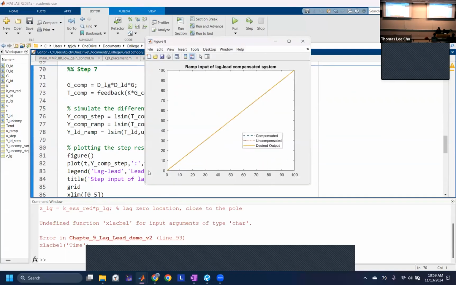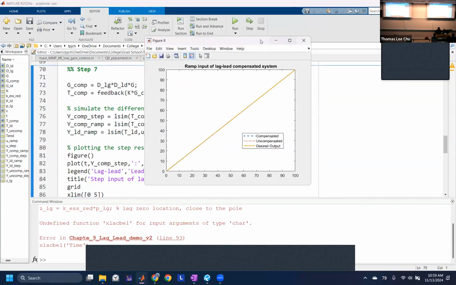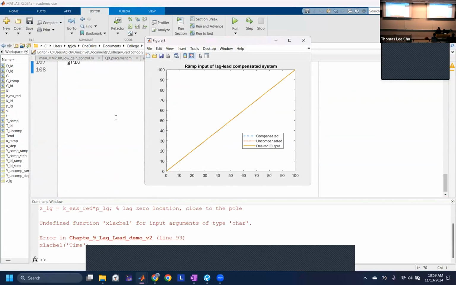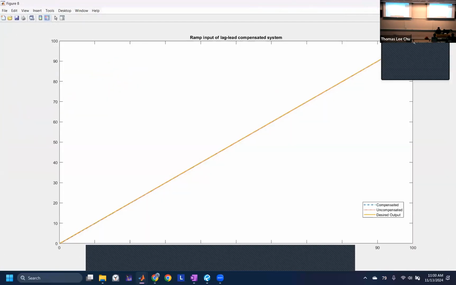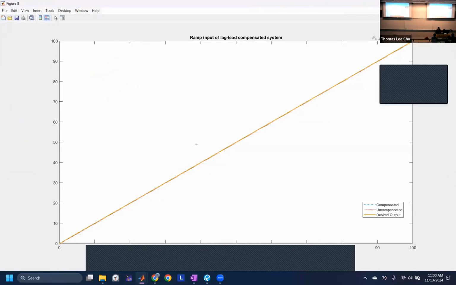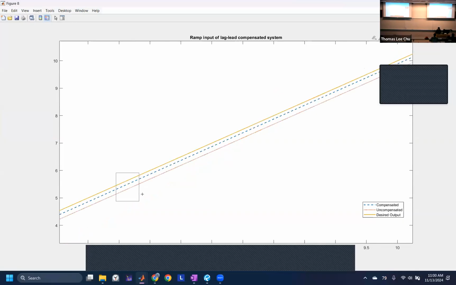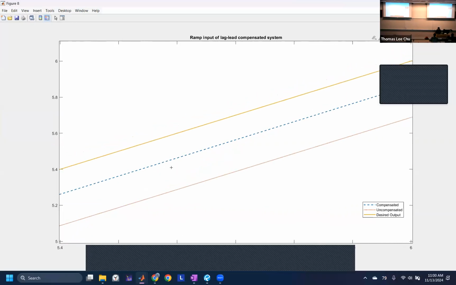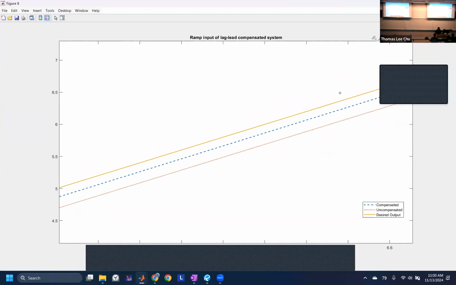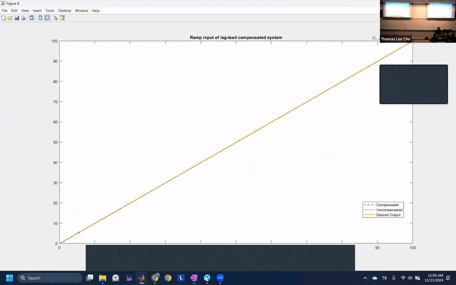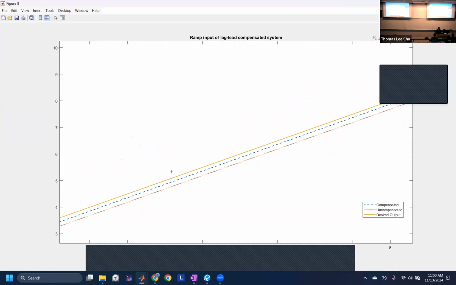Hope it works. Okay, so I guess it's kind of hard to see if we actually have had any marginal improvement. But if we look here, I guess the compensated system is better than the uncompensated system. I don't know if that's a 10 times reduction, but if you check here, it definitely is not a 10 times reduction.